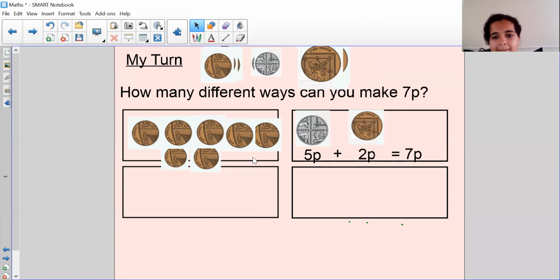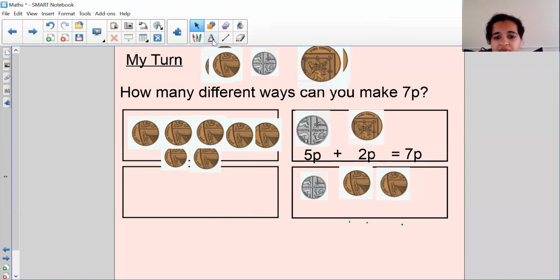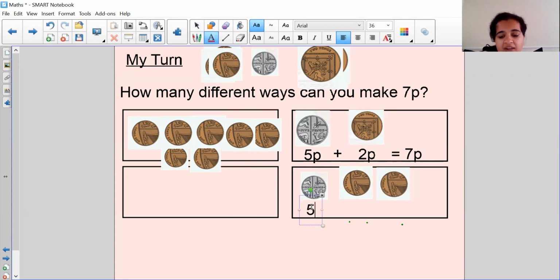All right. Now I could break up that 2p into two little ones. So I could have another 5, or I could have a 1, and I could have a 1. So I could have 5p plus 1p, which gives me 6, plus another 1p would give me 7p. Okay?